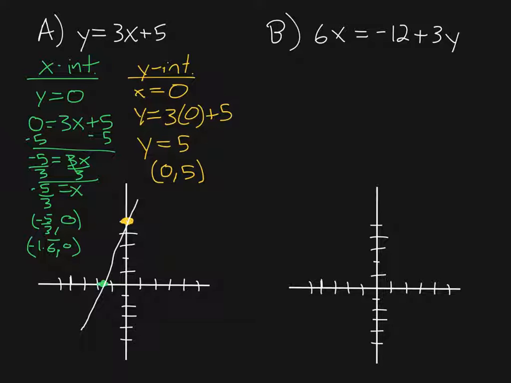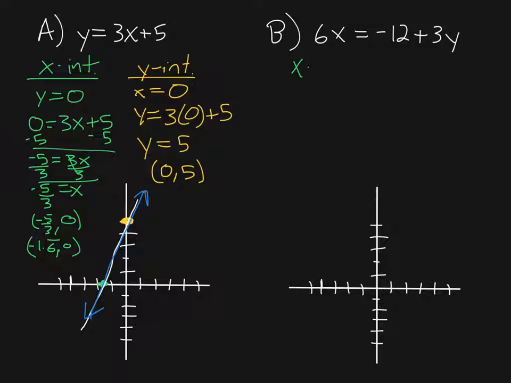And now that we have these 2 points, we can draw a straight line between them. Remember, we only need 2 points to make a line. We have our x-intercept and our y-intercept. Those are 2 points. So we connect those two, and then we draw our arrows continuing our graph in those 2 directions. Let's do the same thing for example B here.